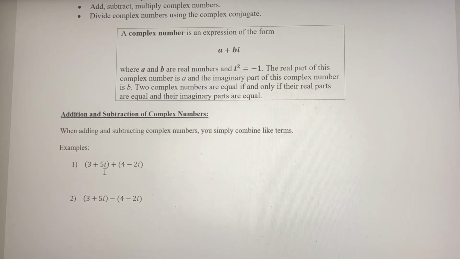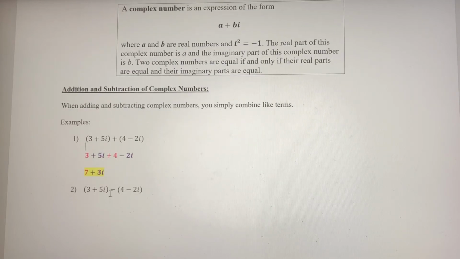So I'm going to remove parentheses first, all right? And I'm going to highlight the like terms. So 3 and 4, they're both constants. They're both real numbers here. The real parts of the complex number there. And 5i and -2i are the imaginary parts of the complex number. So we're going to combine the two real parts, 3 and 4 is 7. We're going to combine the two imaginary parts, 5i and -2i is 3i. So the sum of these two complex numbers is 7 plus 3i.